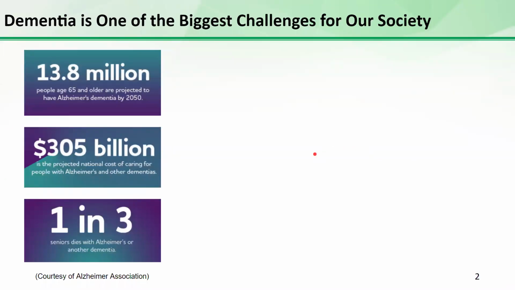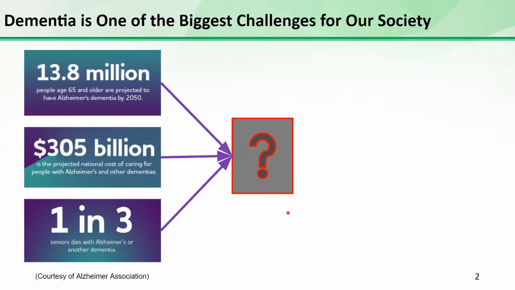Dementia is a neurodegenerative disease that affects almost half of senior people. According to a report from the Alzheimer's Association, 40 million people will be living with dementia by 2050, and $300 billion each year is spent on taking care of those patients. 30% of seniors die with this disease. So it's one of the biggest challenges for our society.